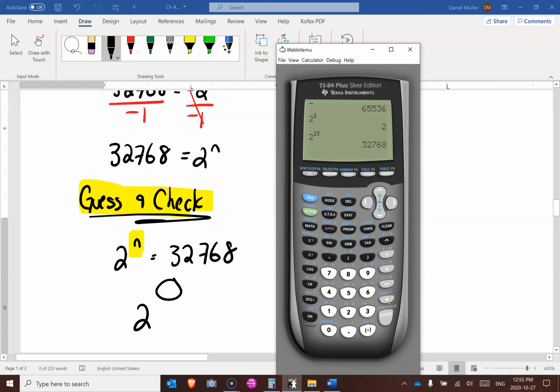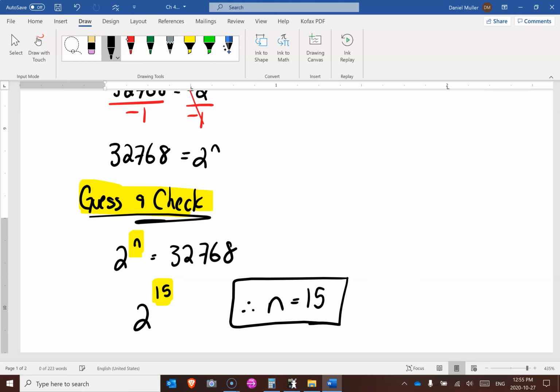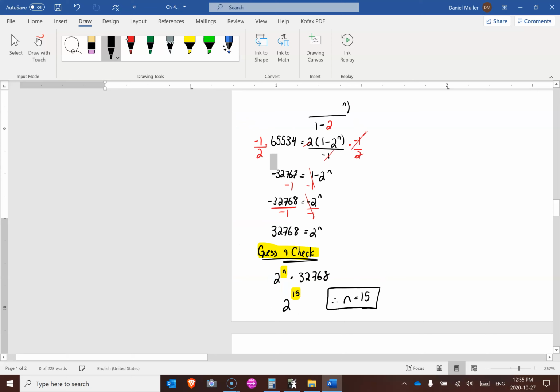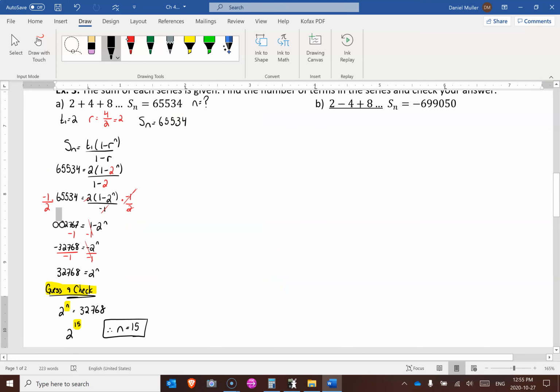There we go. 2 to the 15. There you have it. Okay, so 2 to the 15. So what is n? 2 to the n is that? Well, 2 to the 15, so n must be 15. So it's 15 terms. It's not pretty. This is a guess and check method. We use the formula, we do some work here, and then we punch it into the calculator to see what our n has to be. In this case, it's 15. Okay, so we got one.